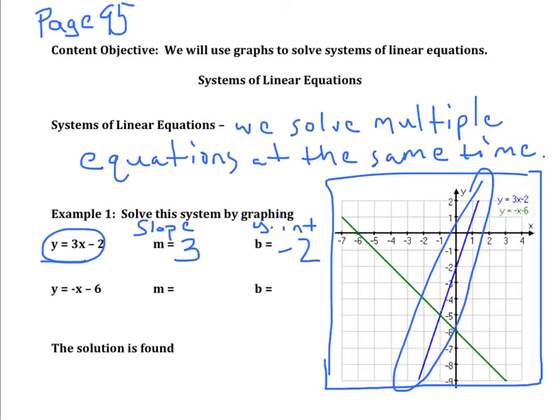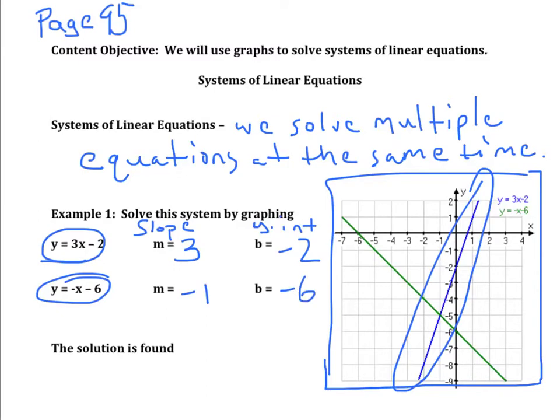And then for our next one, we have to consider y equals negative x minus 6. That's the green line. Our slope is going to be whatever's right in front of x. In this case, it's a negative 1. And our y-intercept is negative 6.